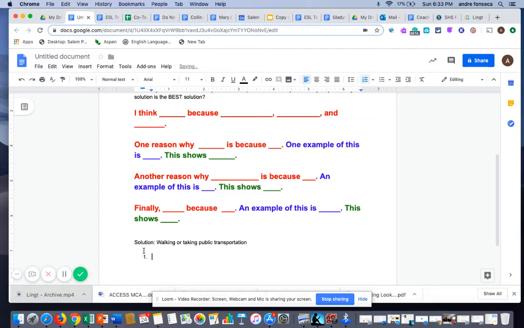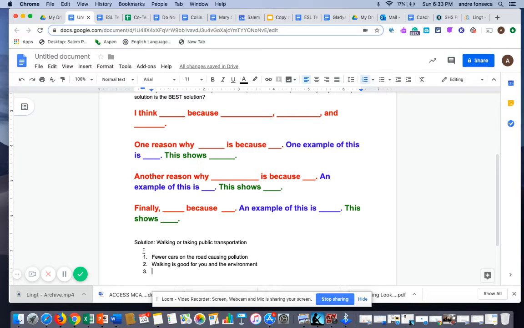So my first reason is going to be because when you walk or take public transportation, that means there are fewer cars on the road causing pollution. Now another reason why this is the best solution is that when you walk, it's not only good for the environment, but good for you and the environment.